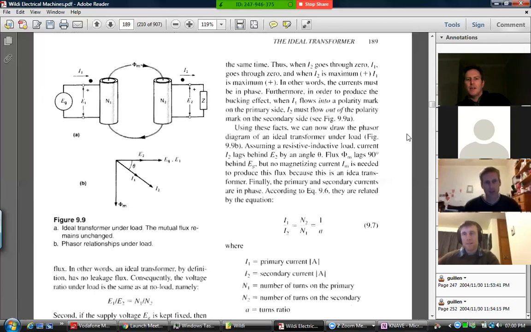So a high impedance load would be a low load, wouldn't it? Yeah, because it wouldn't draw much current.